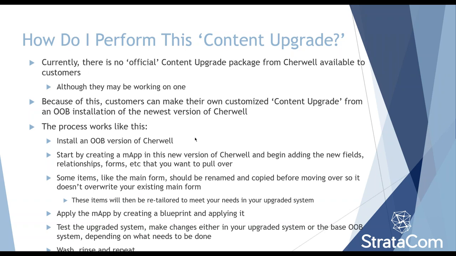You start by creating a map in this new version of Cherwell and begin adding the new fields, relationships, and forms that you want to pull over. Some things like the main form should be renamed and copied. There are lots of things like this that you have to do so that you don't overwrite your existing main form. Then these items will need to be retailored to meet your needs in the upgraded system. For example, you're taking the incident main form, making a copy of it, calling it incident 9.7, sticking it in your map and then loading it into your system. Then in your system, you can modify that with your fields, throw your custom fields on there and make it look the way that you want. But you're starting with their base form.